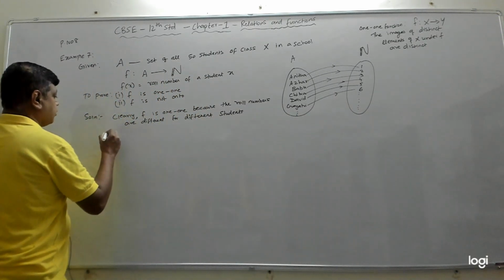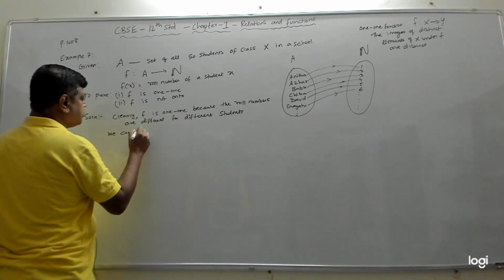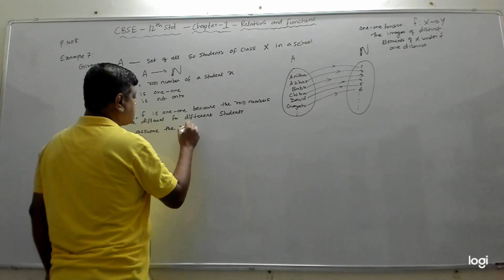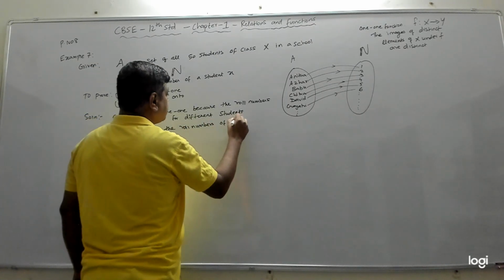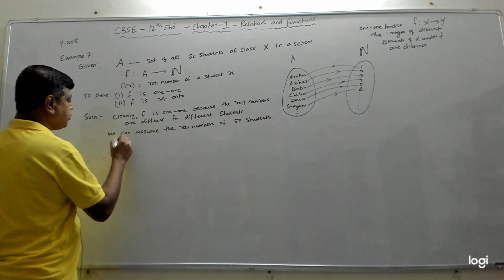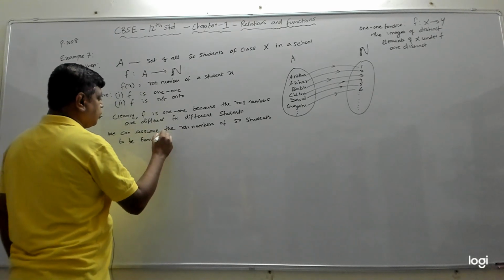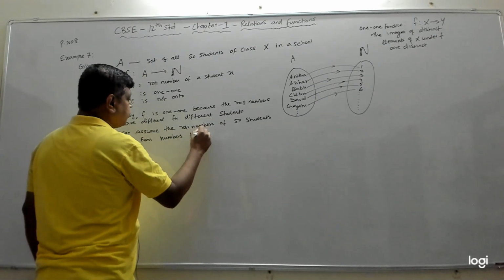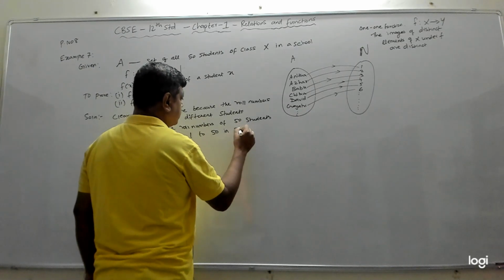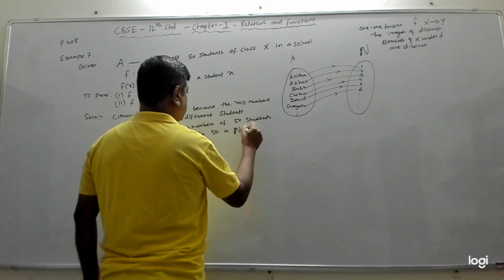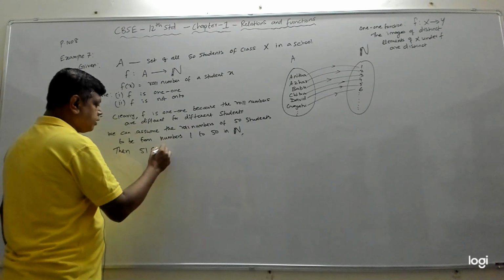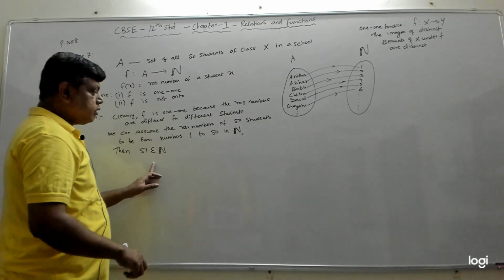So we can assume the roll numbers of 50 students to be the numbers 1 to 50 in N. Then 51 is a number. 51 belongs to N. The number 51 is here.